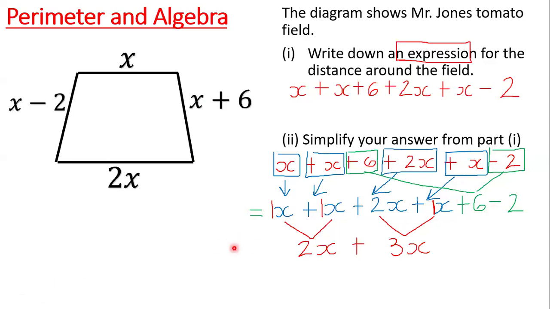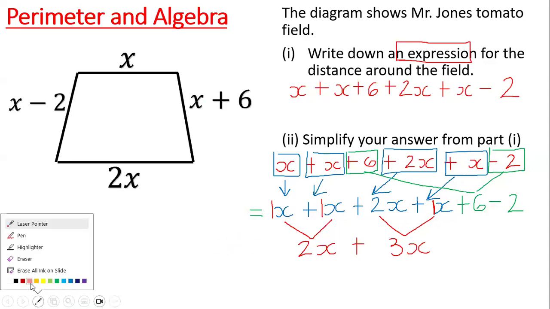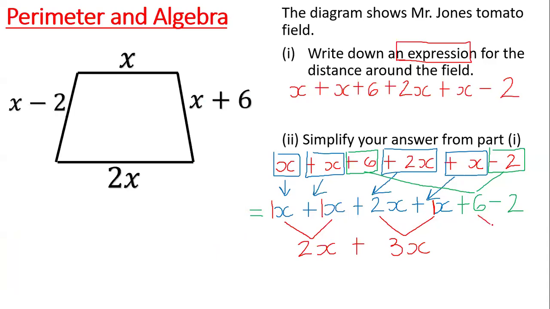What is 6 minus 2? 4. Good. So, do you understand the second line, what I did? I have 2X, 3X, and 4. That's all. You good? I have a question.